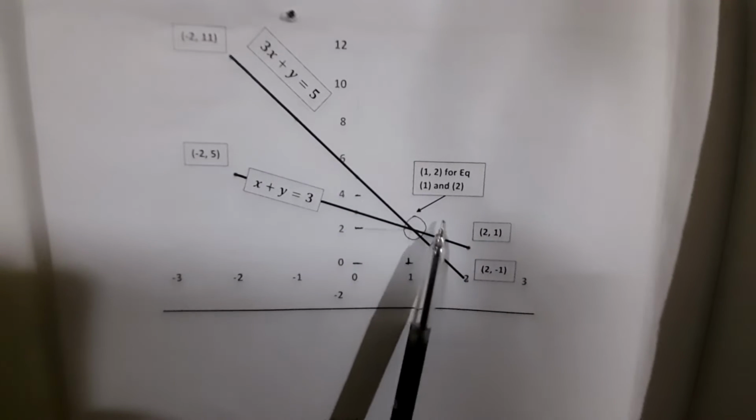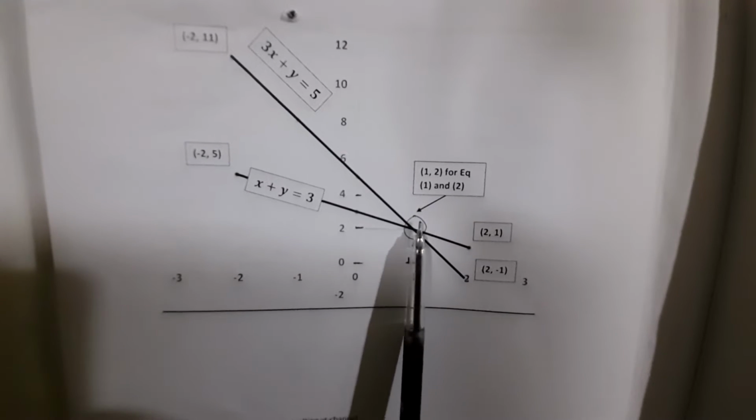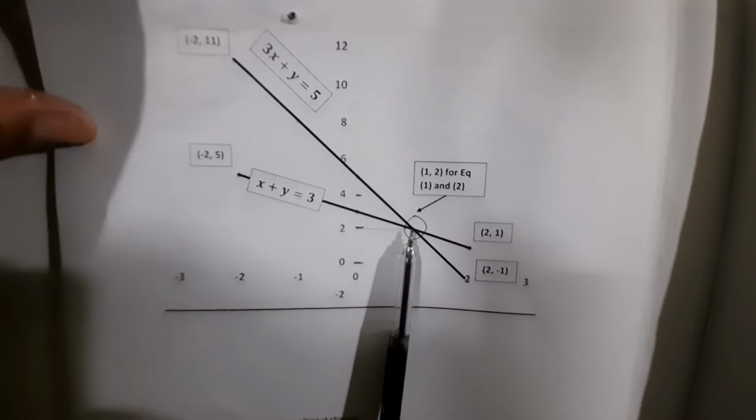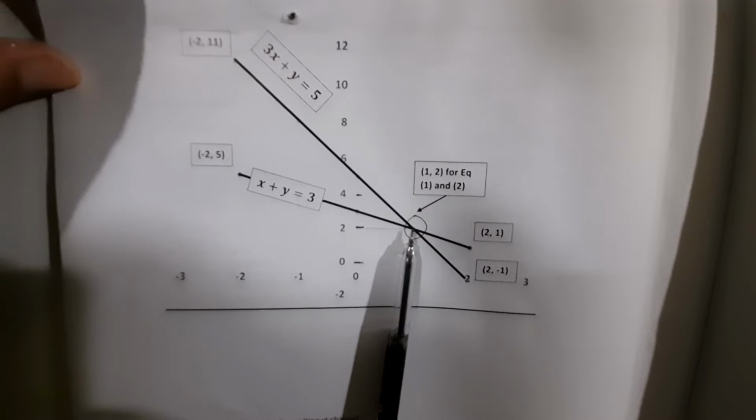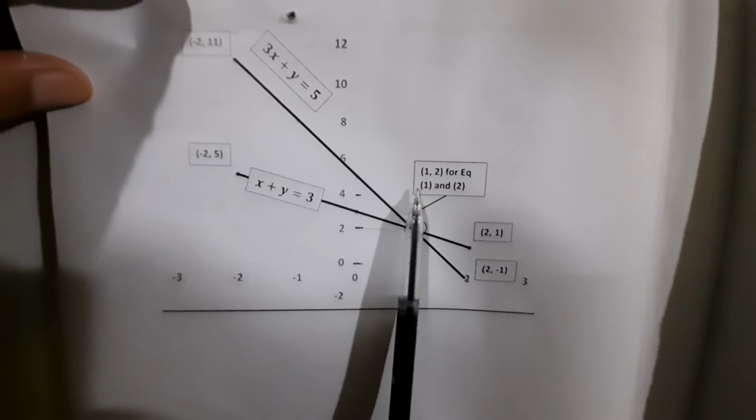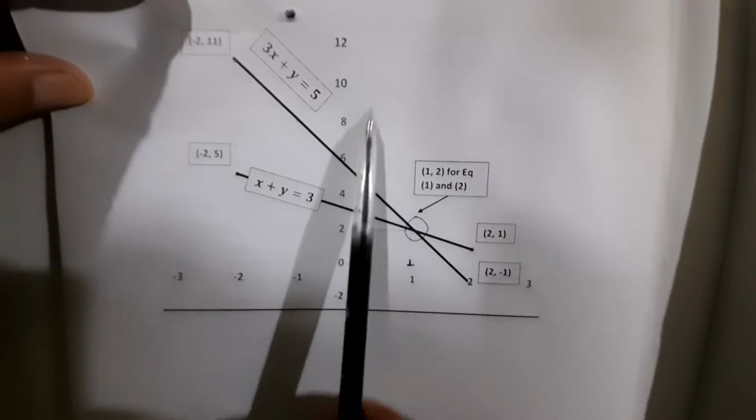So 1 and 2 means that on the x-axis this is 1 and on the y-axis this is 2. Both points coincide with each other on the equations. So the answer is 1 and 2: 1 on the x-axis, and 2 on the y-axis.